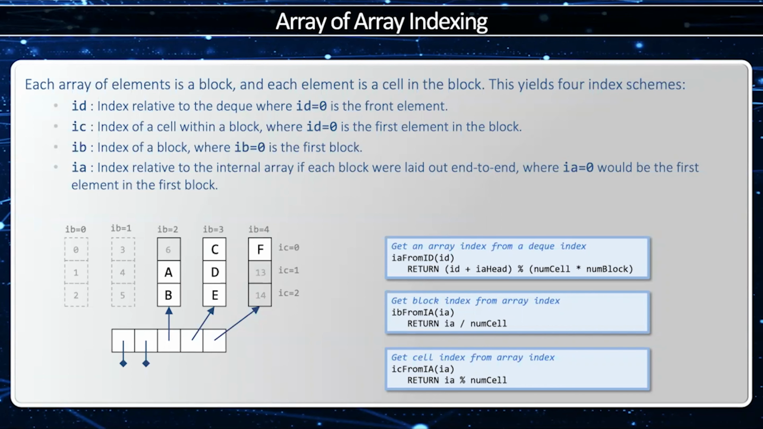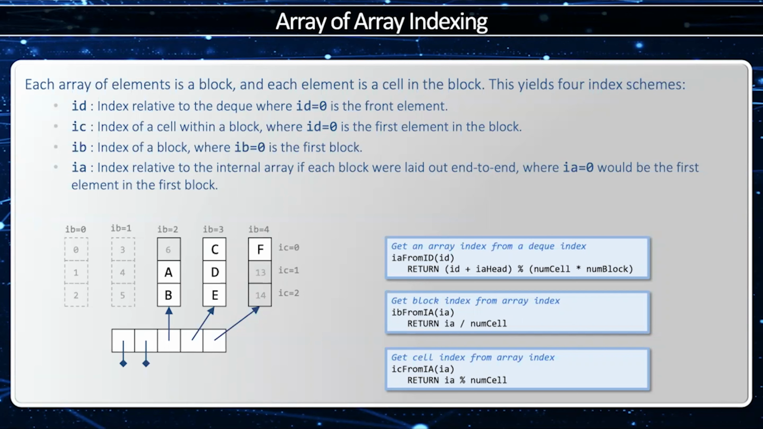There are 4 different index schemes for an array of array implementation of the Deque. There's ID, IC, IB, and IA. ID is the index relative to the Deque. ID equals 0 is the front element. This is the index that the user or the client works with.